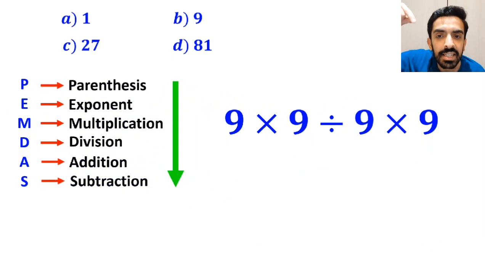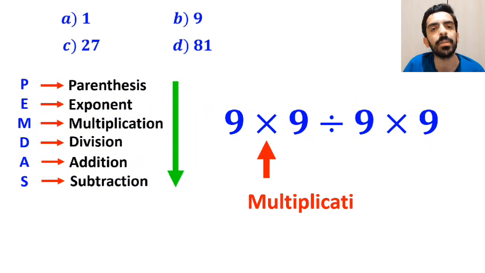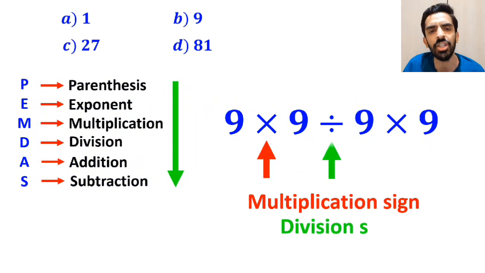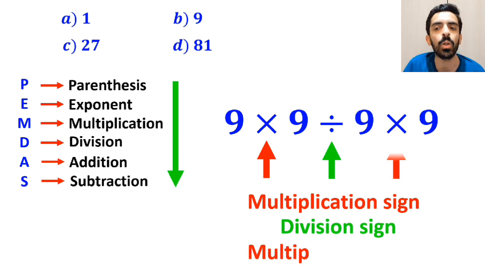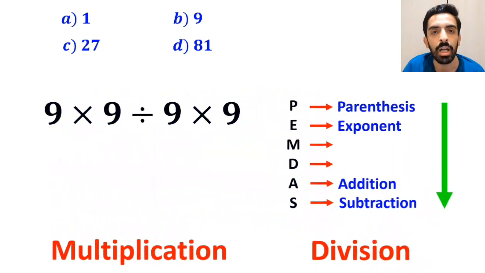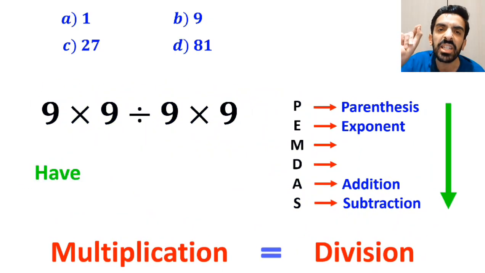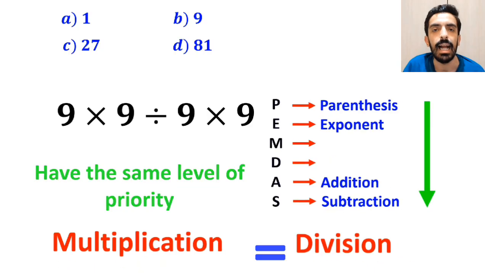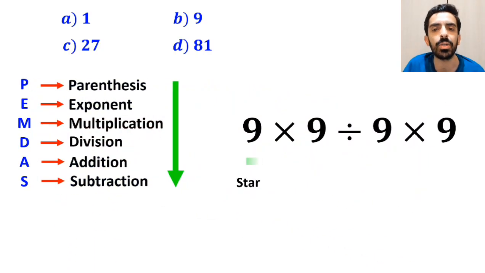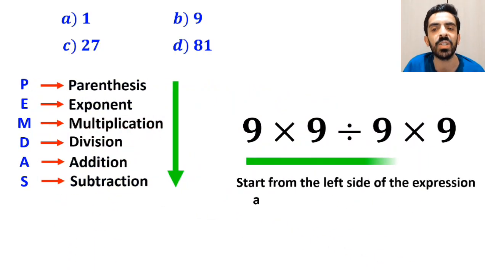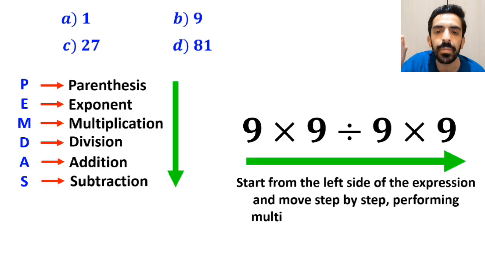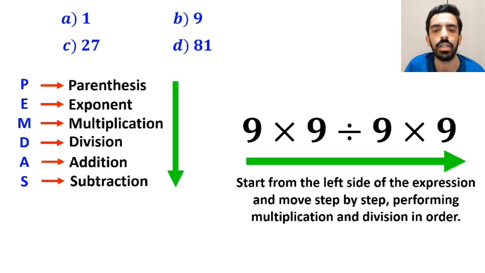Alright, as you can see on the screen, we have a multiplication sign, then a division sign, and again another multiplication sign in this expression. It's really important to understand that in the PEMDAS rule, multiplication and division have the same level of priority. In this case, the best thing to do is to start from the left side of the expression and move step by step, performing multiplication and division in order.